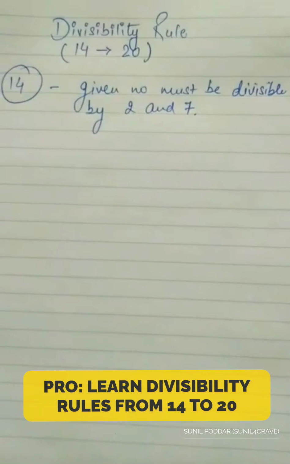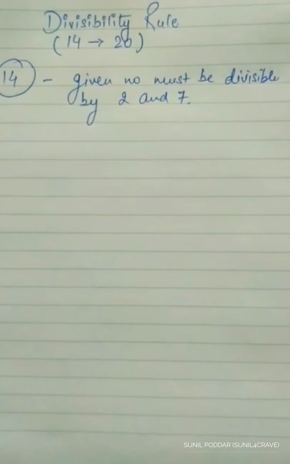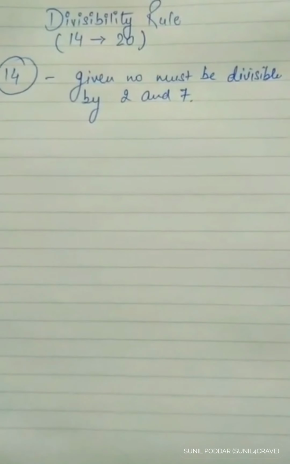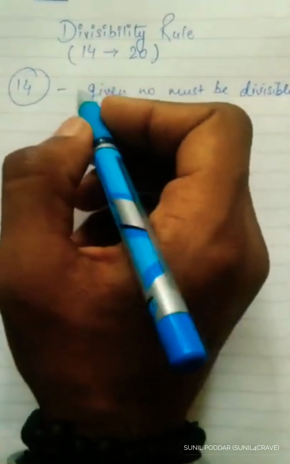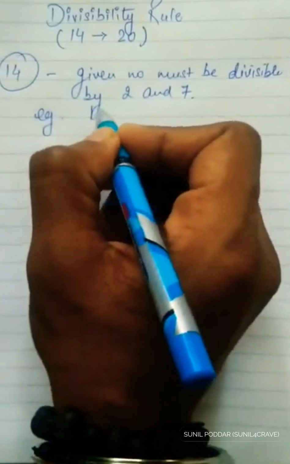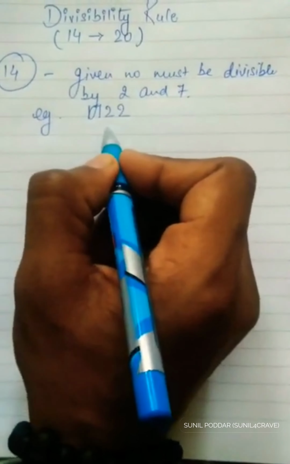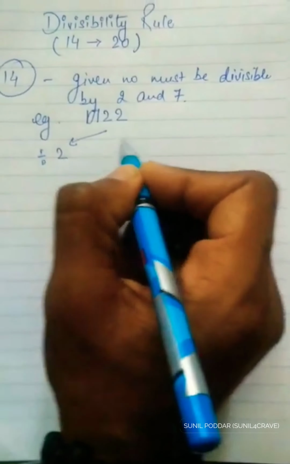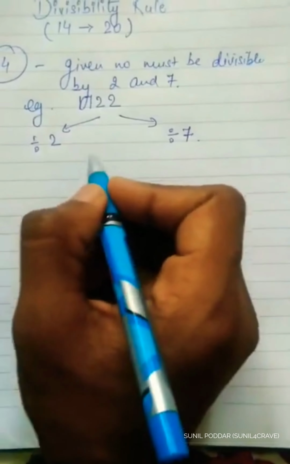Here we go. The number is divisible by 14 if the given number is divisible by 2 and 7. Take an example here, 1722. It must be divisible by 2 and it must be divisible by 7 also.